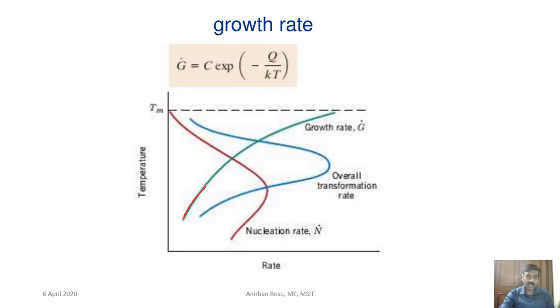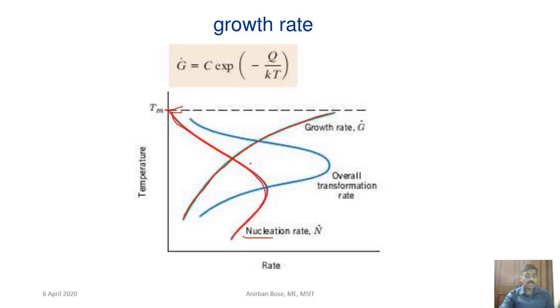You can see with the increase of temperature, growth is increasing, because the diffusion will increase if you increase the temperature. Okay, so the nucleation rate is like this, and the growth is like this, because it is diffusion dependent, and diffusion increases with the increase of temperature. This is the melting point or the transformation point, whatever you say.